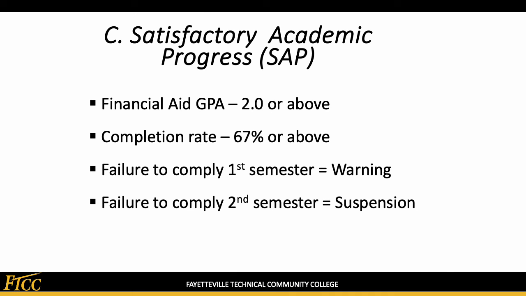Satisfactory academic progress. The Satisfactory Academic Progress standards, or SAP standards, are the minimum standards that a student must meet to continue financial aid eligibility. A student's financial aid GPA must be a minimum of 2.0. The completion rate must be at least 67%. A student who does not comply with these standards is placed on financial aid warning when the SAP is run at the end of the semester.